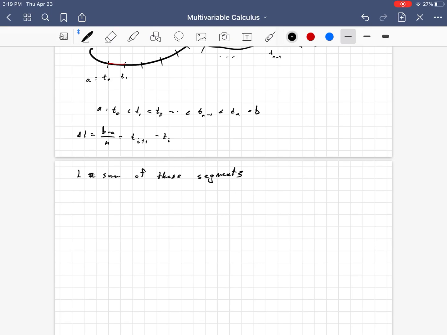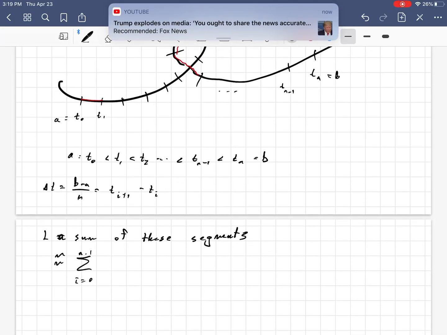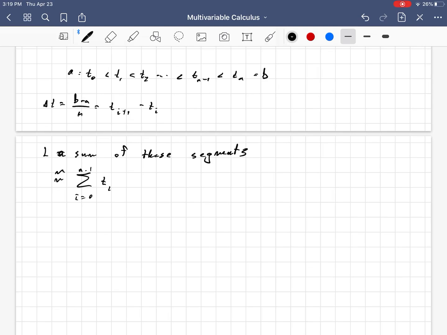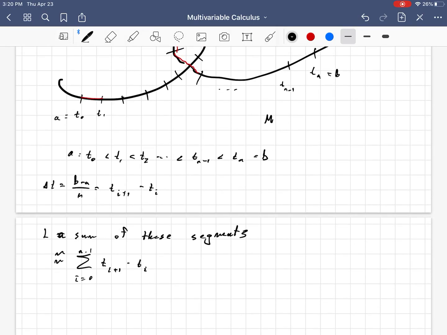To approximate, I'll write it out in words first: our arc length L would just be the sum of these segments. That's the idea. So L is approximately equal to the sum from i equals 0 to n minus 1. I indexed from 0 to n minus 1; you could also do it from 1 to n, it won't really matter all that much. It's the sum of the distances of those lengths, of r of t sub i plus 1 minus r of t sub i. Okay, so now what can I do with that?